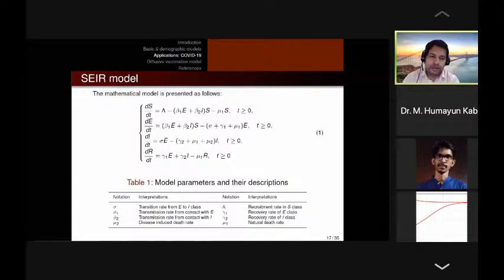And in this mathematical model, first we want to follow this table. Here sigma is the transit rate from the exposed population to the infected class, and beta 1 is the transmission rate from contact with E, and beta 2 the transmission rate from contact with the infected class. mu 2 is the disease-induced death rate, lambda is the recruitment rate in the S class, gamma 1 is the recovery rate of the E class, gamma 2 the recovery rate of the infected class, and mu 1 is the natural death rate.